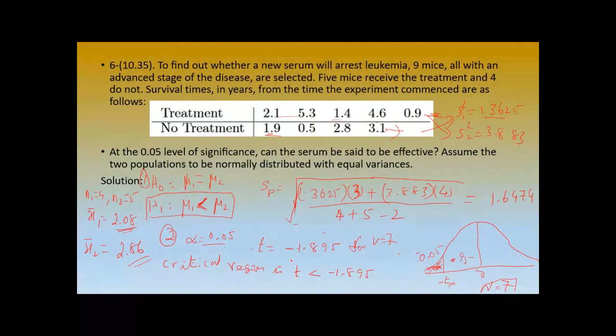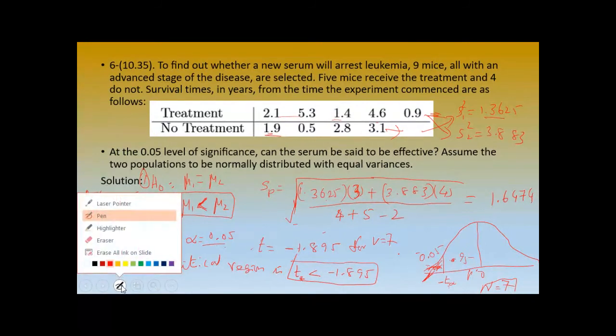Either you can find the probability value for this one, or you will find a T value. This is T critical, isn't it? Table value. Now we will calculate our T by using the formula and check where your T is falling. Is the T calculated value falling this side or this side? If your calculated value falls on the left side, we will reject the null hypothesis. If it falls on the right side, we will accept the null hypothesis.